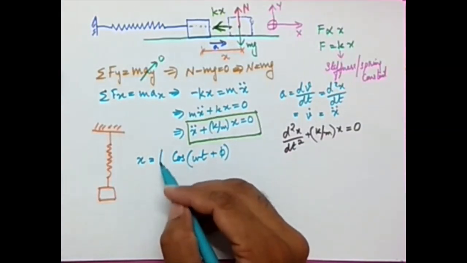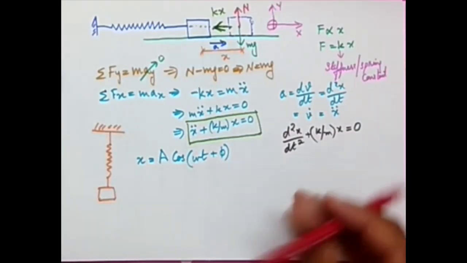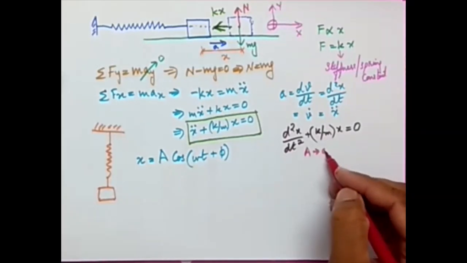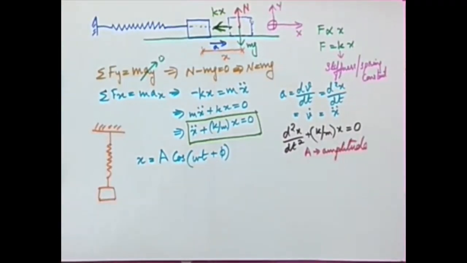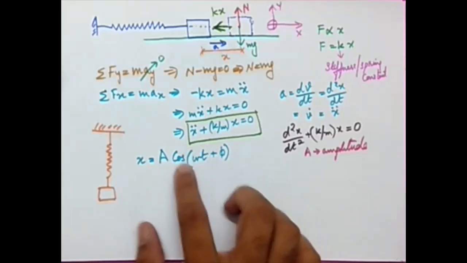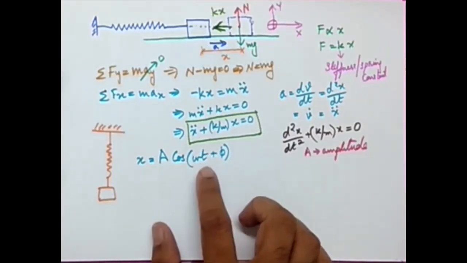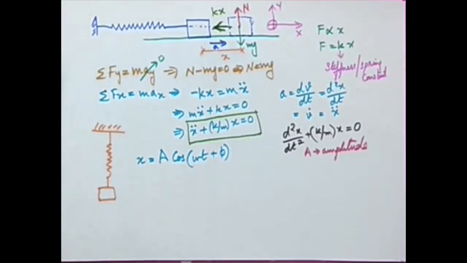And in here I am writing a constant A, which is basically called the amplitude. The name for A is amplitude. So what is amplitude? That's what we are concerned with. What is the maximum value of this function cos omega t plus phi? The maximum value is 1 because the cos varies from minus 1 to plus 1.